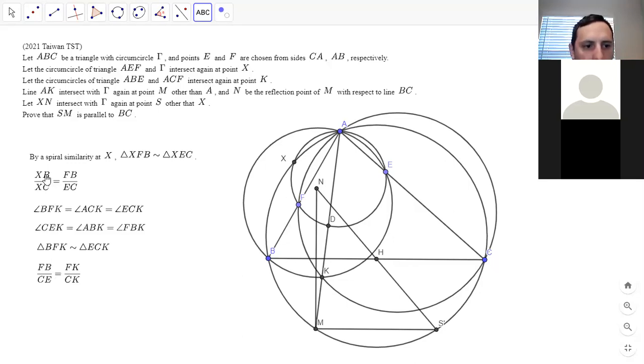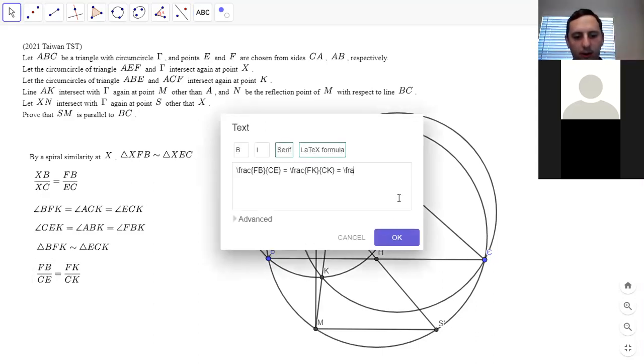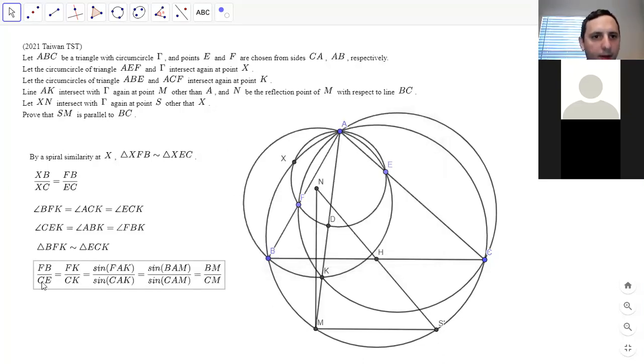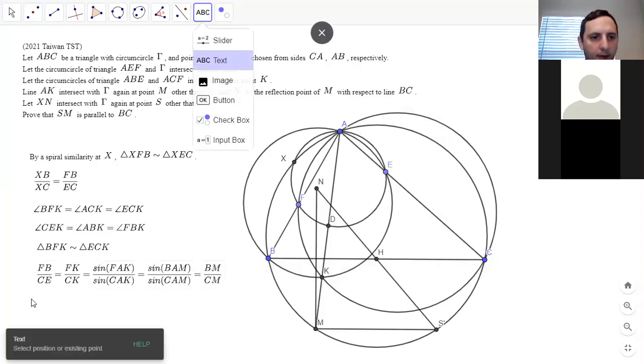Okay, so then we can set these equal. So XB over XC is equal to FK over CK. And FK over CK is sine angle FAK over sine angle CAK, and that's equal to BM over CM, right? Yes. So I'll just write out that one more step: sine BAM over sine CAM, which is BM over CM. Okay, so we have all that. That's nice, it all fits. So combining the above, XB over XC equals BM over CM.